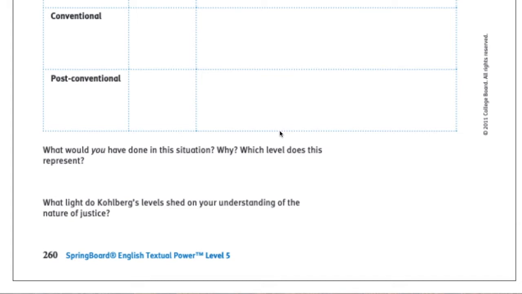And what light do Kohlberg's levels shed on your understanding of the nature of justice? Remember, the nature of justice is what we're really talking about. Justice is a big, big term, huge. But it's all about what's right or wrong, what we see as right or what we see as wrong. Now, of course, we've already decided it depends on culture, depends on your situation, depends on everything. Now, this one is going to you. How do these levels help you understand your understanding of the nature of justice? How does it show that it really depends on your own personality or where you are on these levels?